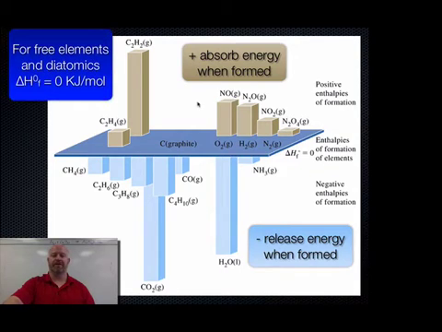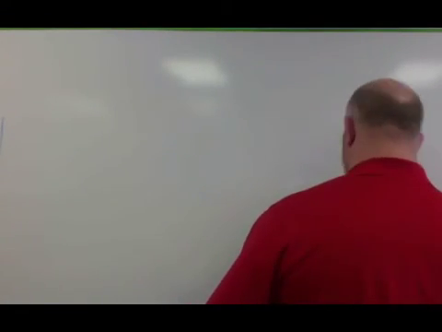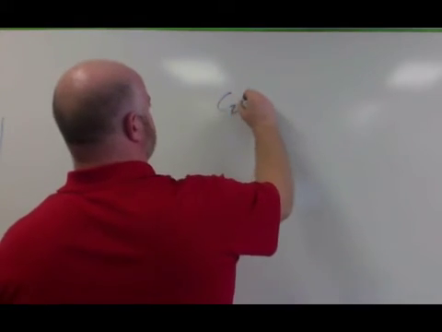One thing to keep in mind: all free elements, meaning just straight from the periodic table in their natural state, and diatomics, also in their correct state of matter, have a heat of formation of 0 kilojoules per mole. Now, one thing we want to note: these are called heats of formation, so forming acetylene absorbs energy. What would happen if you actually broke it apart? For example, when you react acetylene, it's not forming. Let's say we do a combustion reaction with acetylene.